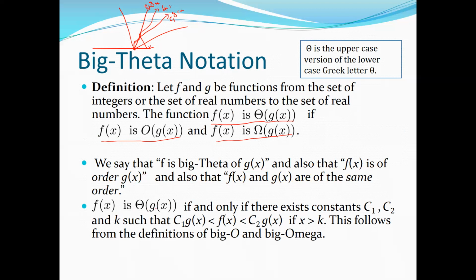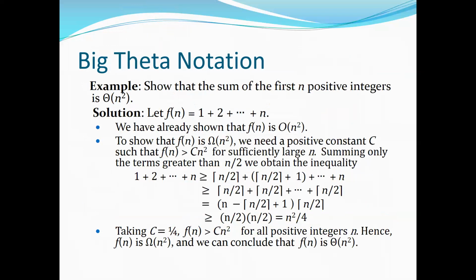So f of x is theta of g of x if and only if there exist constants c1 and c2 and k such that f of x is greater than c1 g of x and smaller than c2 g of x for x greater than k. This follows from the definitions of big O and big omega as well, right? So theta is the tight bound, omega is the lower bound, and big O is the upper bound for the growth of the function.